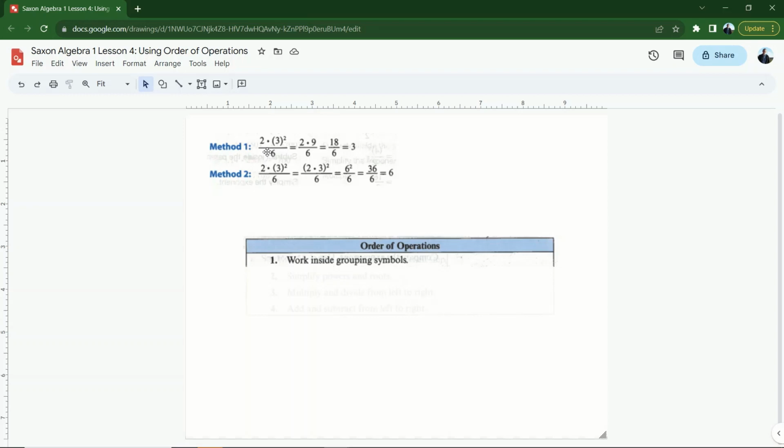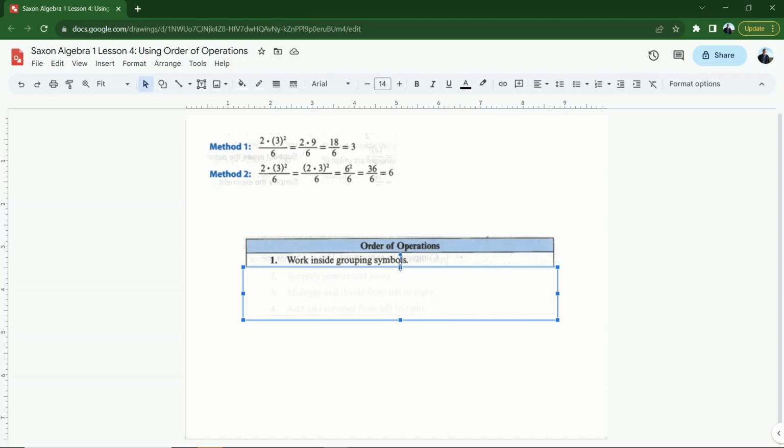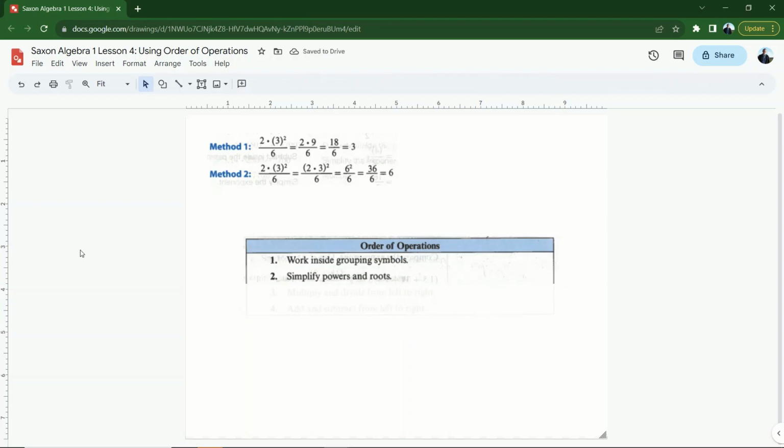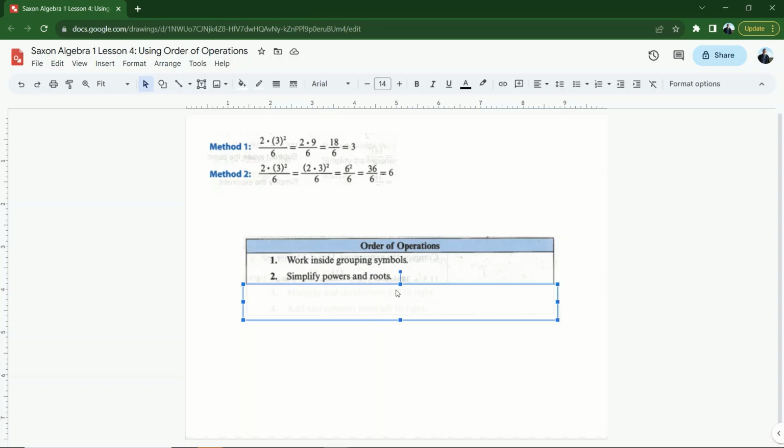And then our next lesson is going to be about absolute values. The absolute value symbol is also a grouping symbol. So there's different grouping symbols that we use. Anything that groups different expressions together, we have to work grouped expressions first. Next, we need to simplify powers and roots. Okay, so especially exponents, okay, we need to do that next. Roots are just a variation of exponents.